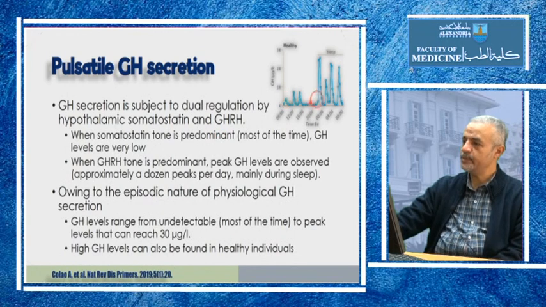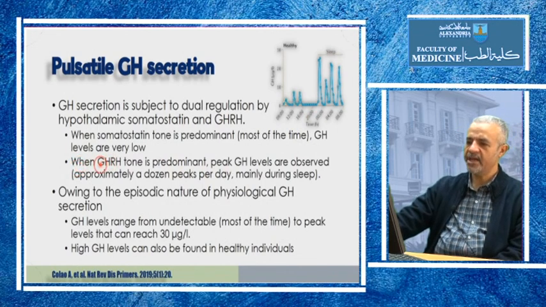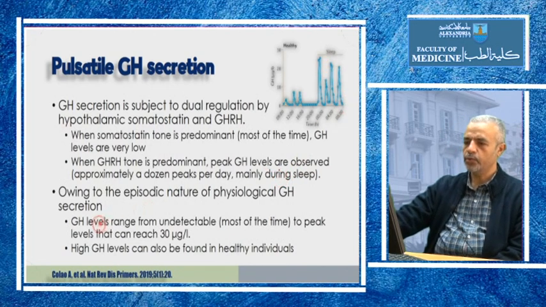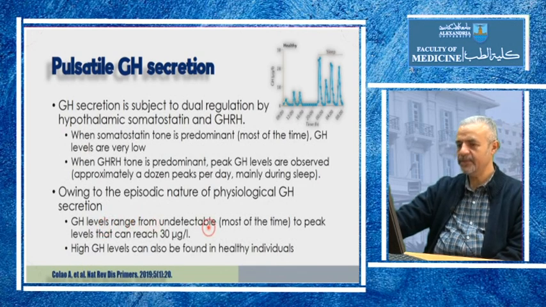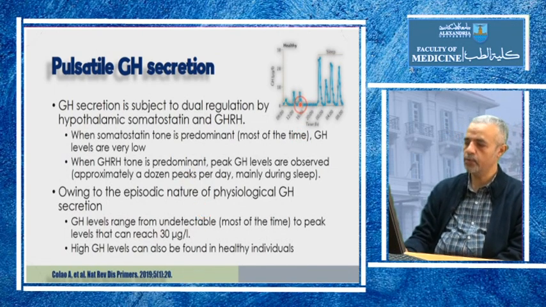These pulses are under stimulatory and inhibitory control of two factors. Somatostatin, which is mainly inhibitory, is predominant during the day, and causes very low or undetectable growth hormone. And we have the stimulatory GHRH tone, which is usually predominant during sleep, and it can produce these pulses. So growth hormone levels range from undetectable to a peak level of 30 micrograms per liter, or nanograms per ml, and so you can't rely on a random growth hormone sample for the diagnosis of acromegaly.